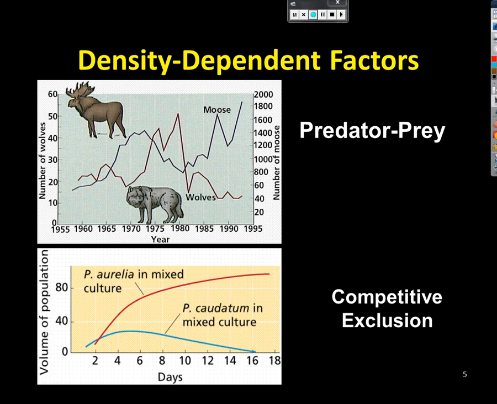Here's that chart that I was telling you about, and density dependent. When the population of prey goes up, the population of predator also goes up. When the population of prey goes down, the population of predator goes down as well.